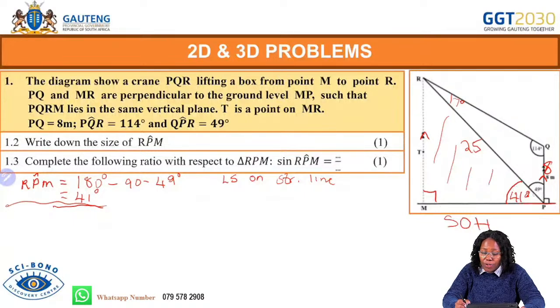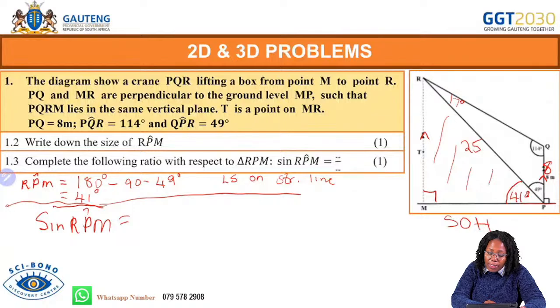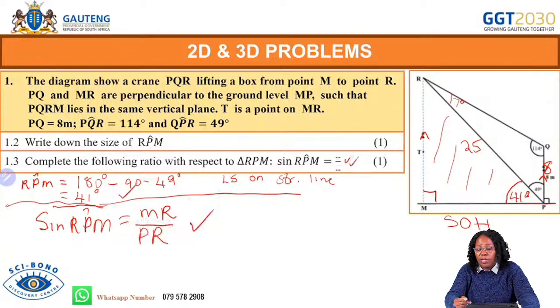Are we correct, grade 12? It's opposite over hypotenuse. That means sine of angle RPM is equal to opposite. What is the opposite side? The opposite side is MR, over hypotenuse. Hypotenuse side is what we have calculated earlier on as being the PR side. Ours is just to complete that ratio there. Hence, it's 1 mark for the first question and 1 mark for the second one.